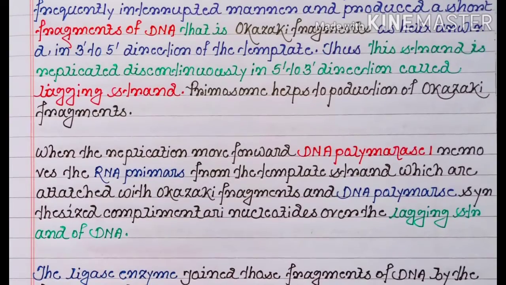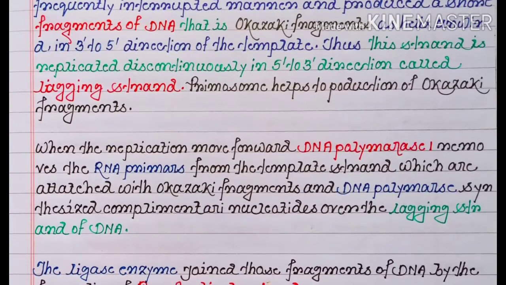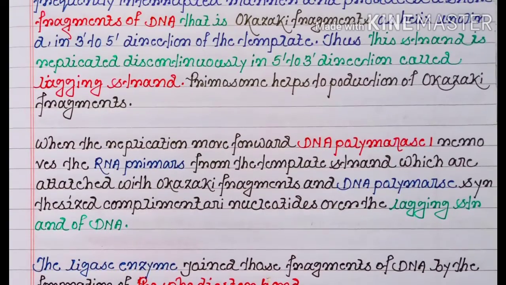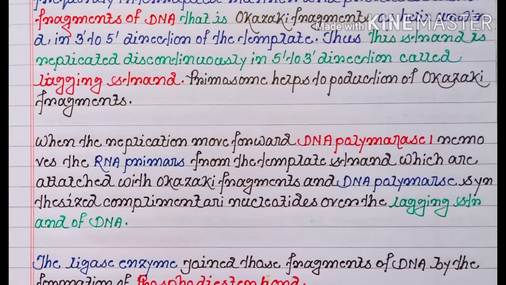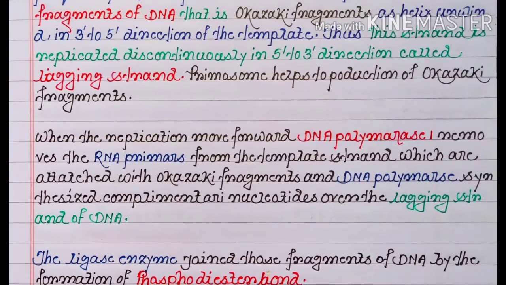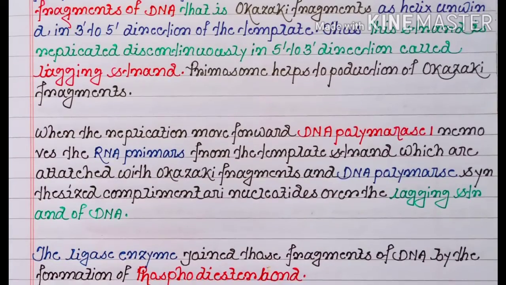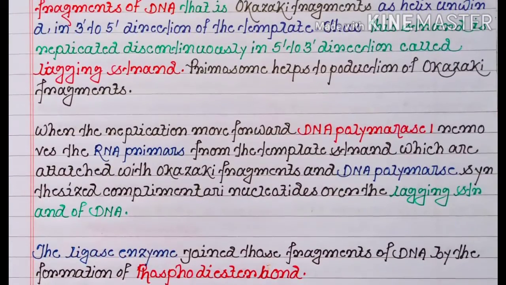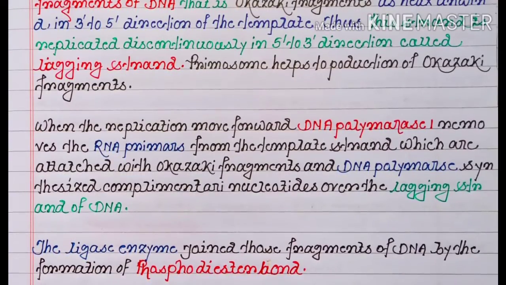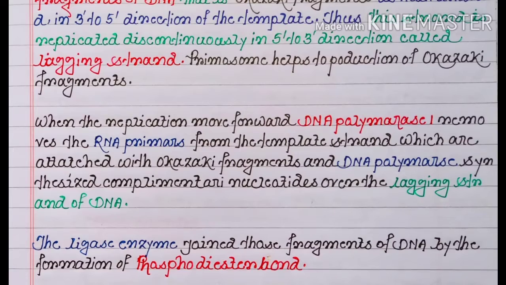Now, when the replication moves forward, DNA polymerase 1 removes the RNA primers which are attached to the Okazaki fragments, and DNA polymerase synthesizes complementary nucleotides over the lagging strand of DNA. The ligase enzyme joins those fragments of DNA by the formation of phosphodiester bonds.